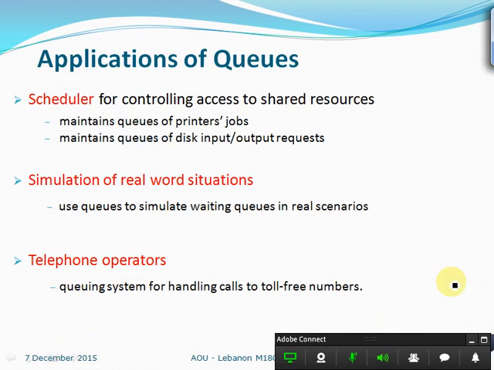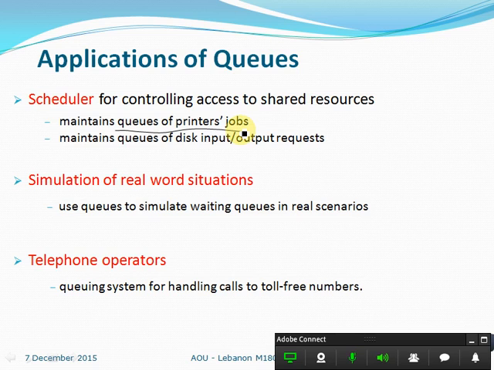Applications of the queue: it can be used as a scheduler for controlling access to shared resources, that is maintaining a queue of printer jobs. For example, there is a printer connected in the network, and there are many computers sending print requests. The request that comes first will be processed first.